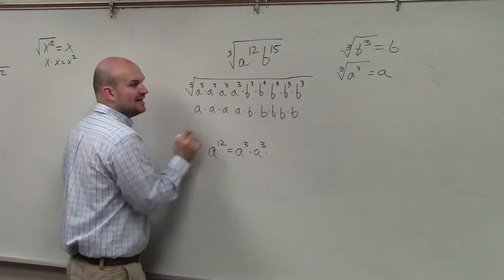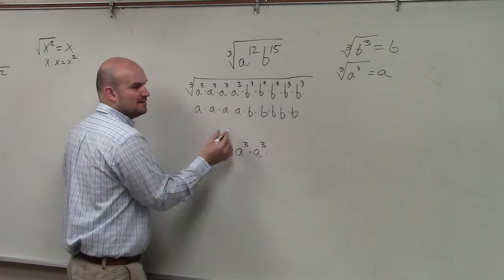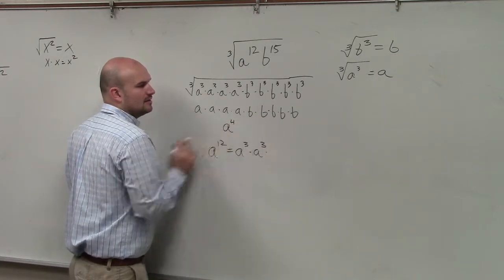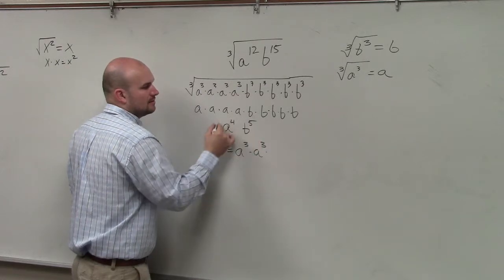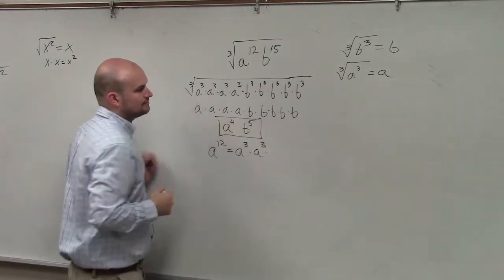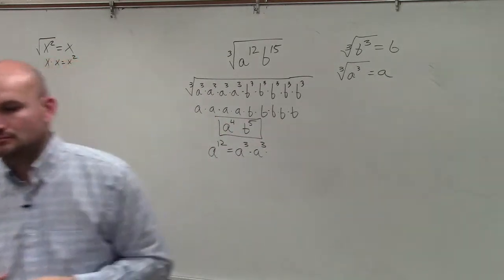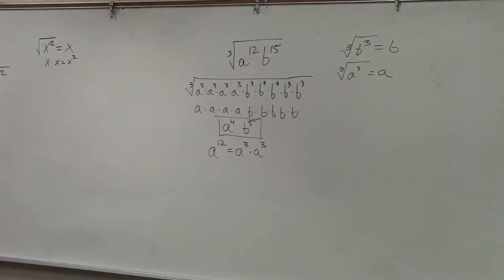But what you should get is, what's a times a times a times a? A to the 4. What's b times b times b times b times b? B to the 5. So that's the answer. You take this cube root out.